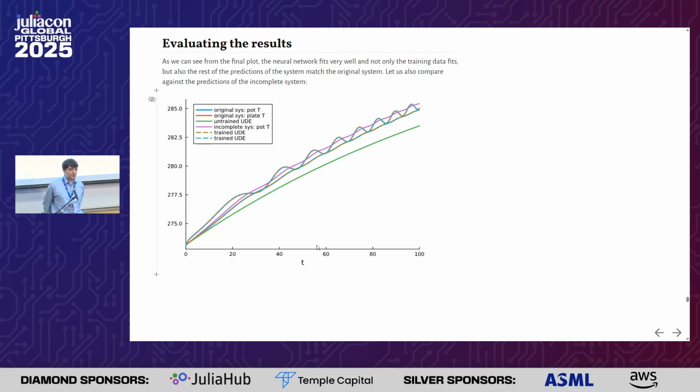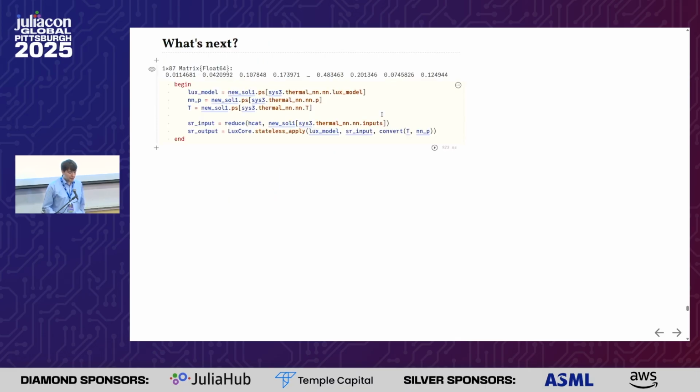And we can now also evaluate the results and see that our trained UDE is perfectly matching the results that we expect from the original system. And what's next? We train the neural network, it does everything. So what can we do next?